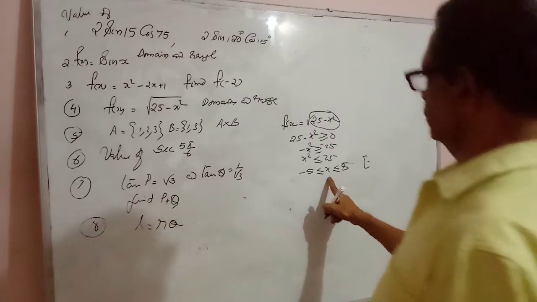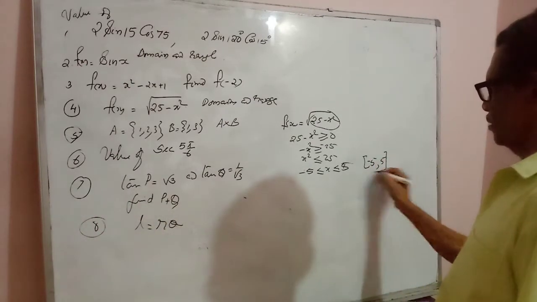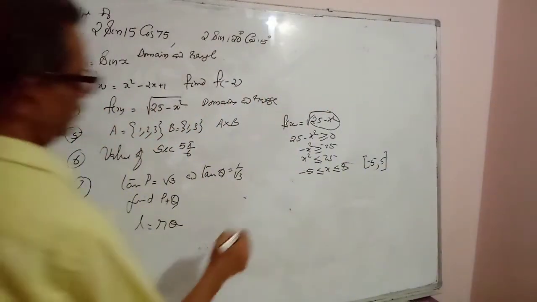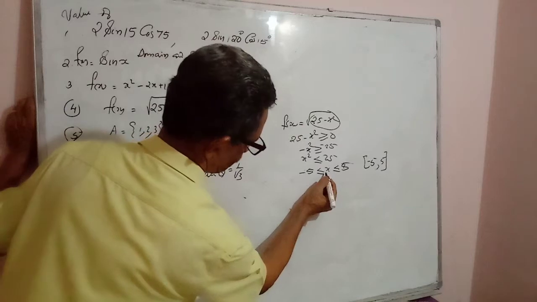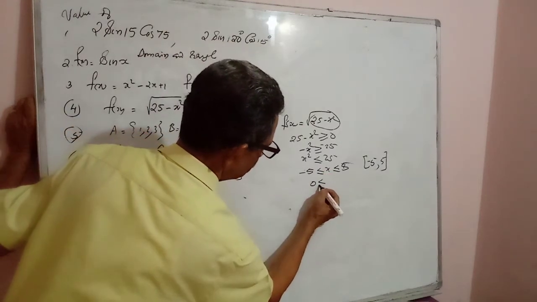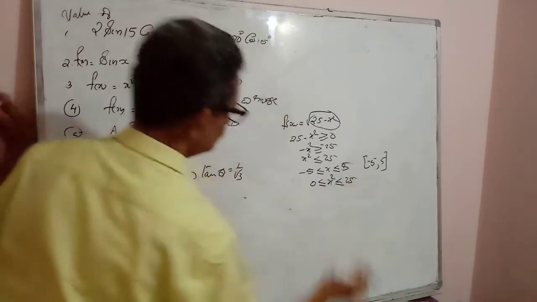The set of values of x is called the domain. This is the domain. And how can we find the range? Range is, look, take the square of this, then you have this y.